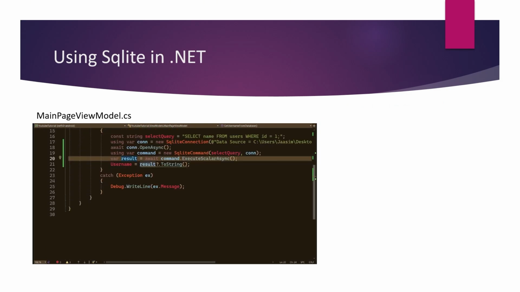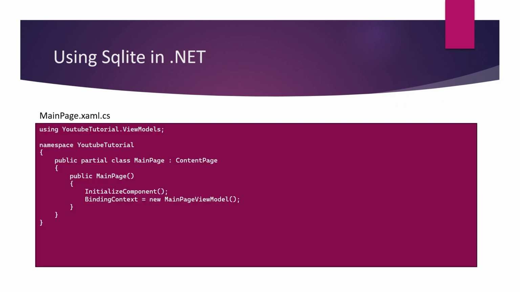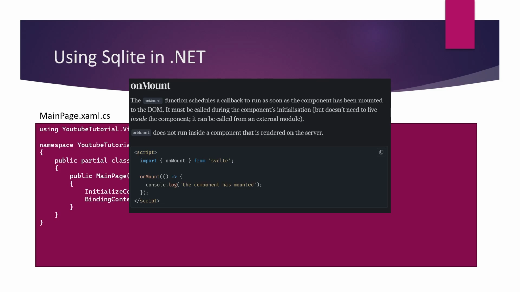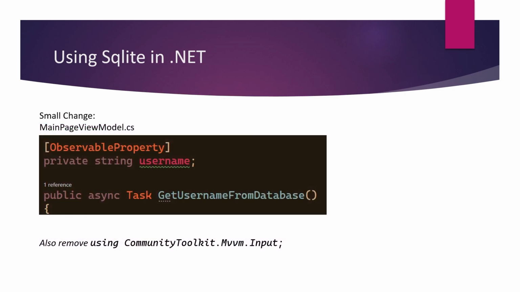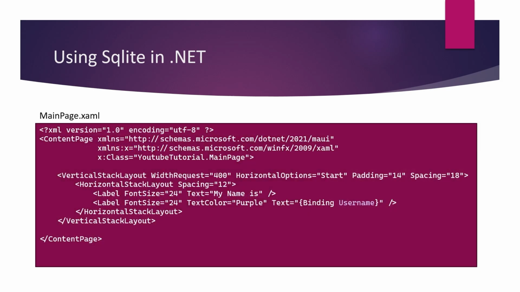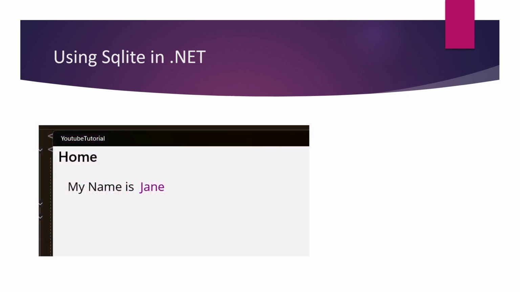And now this is how the view model page is. Now in your page's code, we need to call the GetUsernameFromDatabase function. For that, we need to do something similar to OnMount, like if we used SQLite. Below the main page, just override the function OnAppearing. I forgot some small changes here. We need to make the function public because we want to call it from our page's code. Yeah. Now in our page, we need to do some basic frontend and also bind our Username to the text there. Yeah, and now it works.